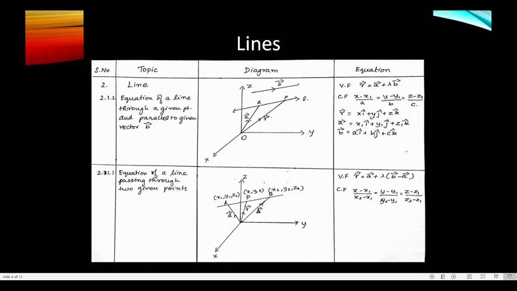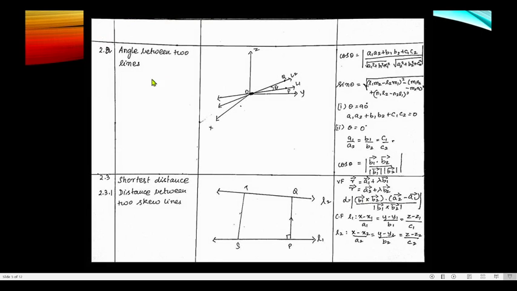In this concept, we are going to see about the angle between two lines. In this diagram, I have represented line 1 and line 2. There is an angle between line 1 and line 2. We have to find that, which is represented as theta. Cos theta is equal to modulus of a1 a2 plus b1 b2 plus c1 c2, the whole divided by root of a1 square plus b1 square plus c1 square into root of a2 square plus b2 square plus c2 square. a1, b1 and c1 are direction ratios of line 1, a2, b2 and c2 are direction ratios of line 2.